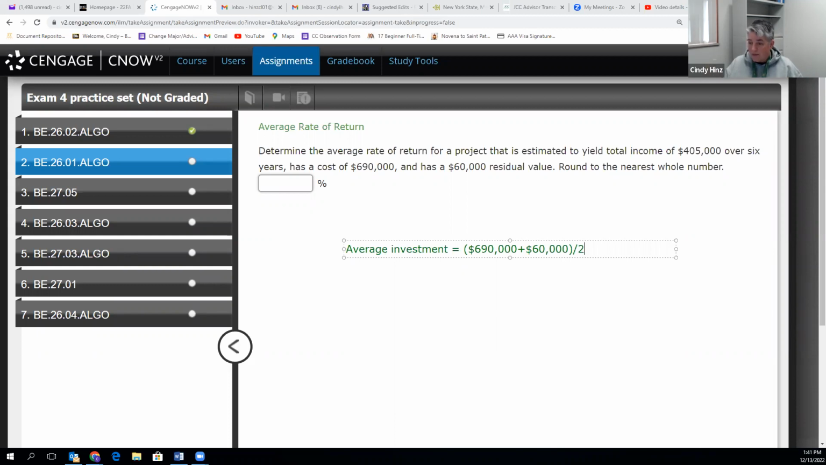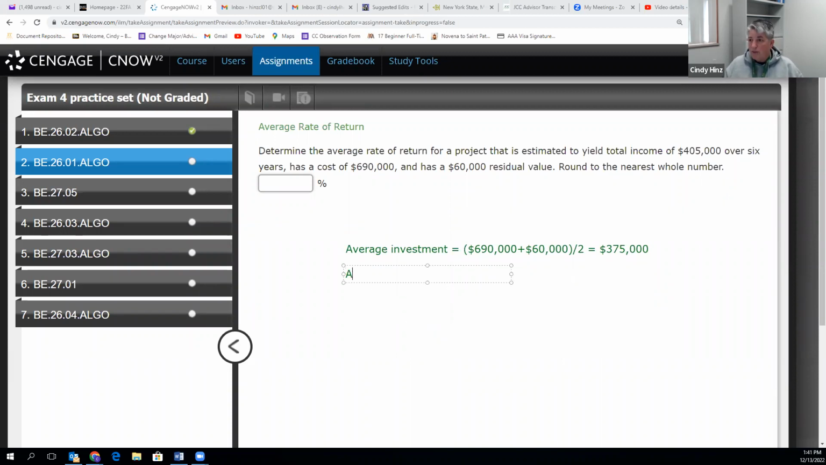And so we can just average that beginning and ending value together to find the average value each year of the investment. We don't even need to know how many years. And so we add those two together and divide by 2. And we find that the average value of the investment is $375,000.